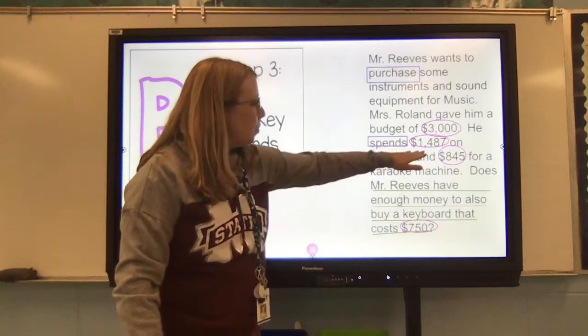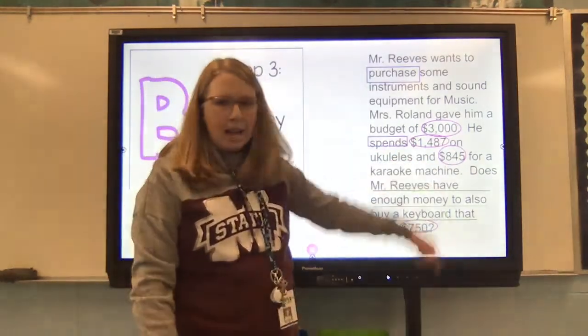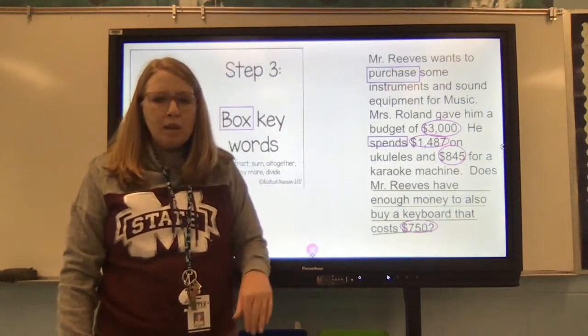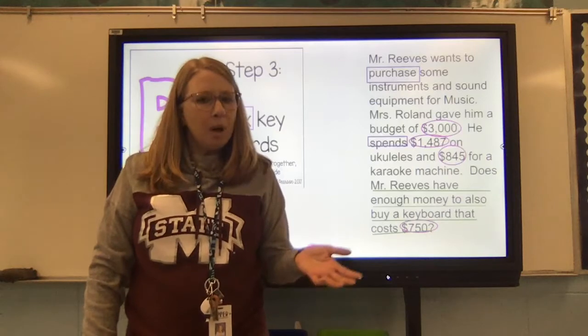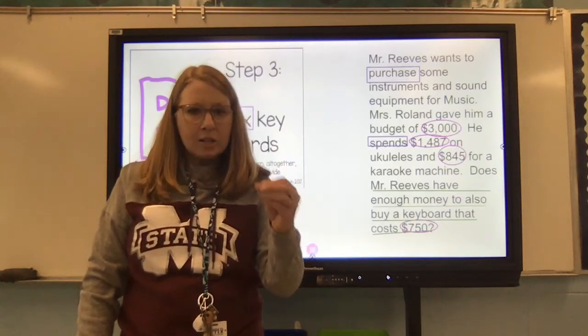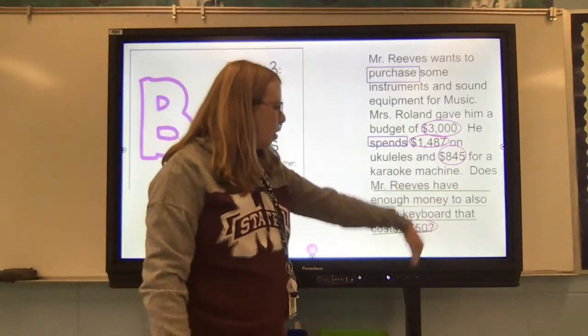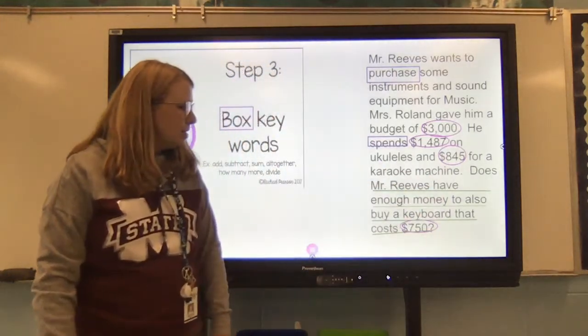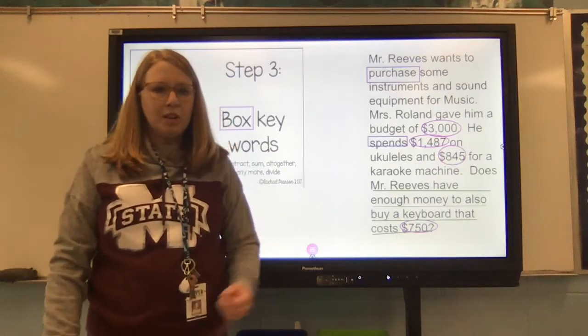He spends $1,487 on ukulele and $845 on the karaoke machine. So he didn't just spend one amount of money, he actually spent two amounts of money. And then we have our question. Does Mr. Reeves have enough money to also buy a keyboard that costs $750?